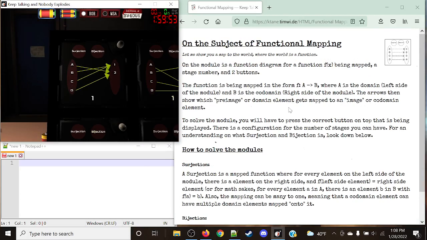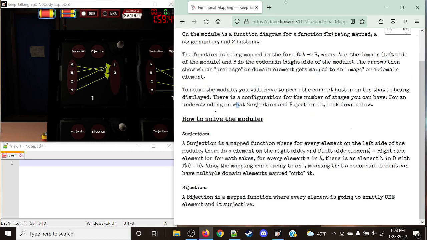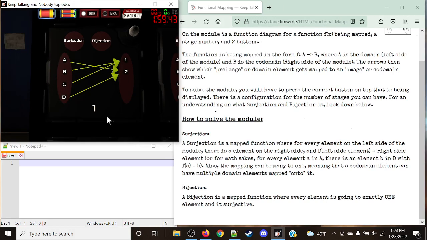Today we're going to be taking a look at probably one of the really simpler modules that looks really intimidating, functional mapping. I'm actually going to skip a lot of the really complicated explanation, and all I'm going to say is you're going to be selecting based off of this graph here on the module for two stages. You're going to be selecting whether these lines go in a surjection or a bijection. Now, what exactly do these mean?